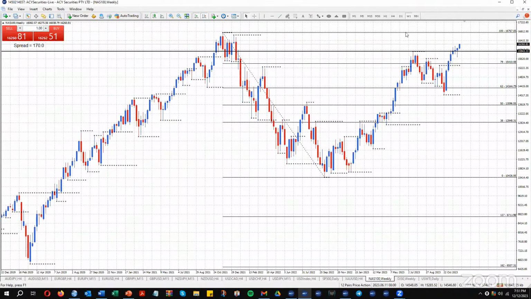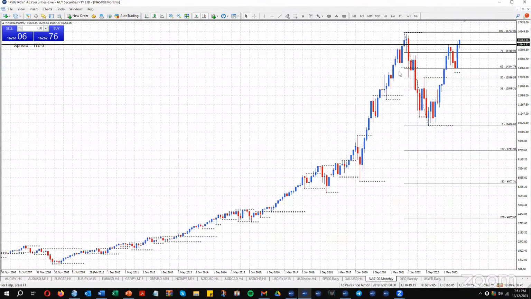NAS100, well, it is in a monthly uptrend now. It's very high up, but it's in an uptrend. And it's a very similar commentary to what I said in the S&P 500. Monthly trend is now up on the S&P 500. Same with the Nasdaq, but we've obviously got the ultimate high up here at 16,849. So what is going to happen at the ultimate high? This is very high, of course.